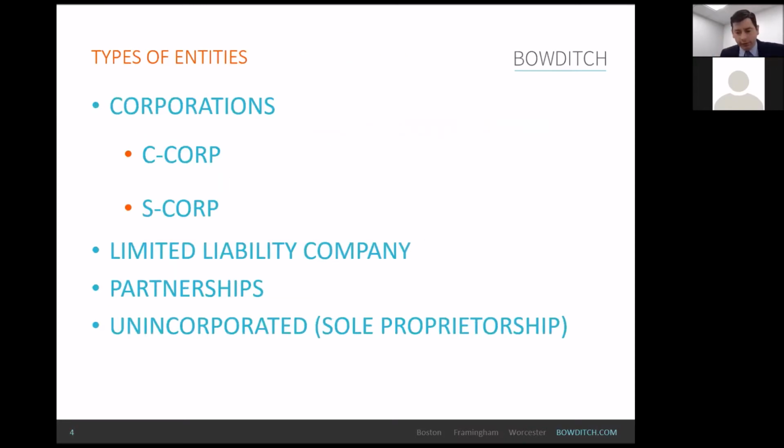Okay, so there are certain types of entities that we're going to run through briefly today: corporations, C corps and S corps, limited liability companies, which I'm sure you're familiar with at least the terms, partnerships, and unincorporated sole proprietorships. I'm going to skip down to the bottom one and run through it very quickly right now. Hopefully by the time we are done with this presentation, you'll say that this is not the way I'm going to run and form my business.